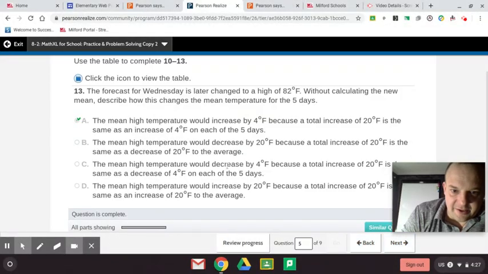And just because the mean high temperature would increase by 20, just because one of the temperatures increased by 20, no. That would be like you scoring 100% on a math quiz and your grade going up to 100% just because of that. No, that doesn't make any sense.